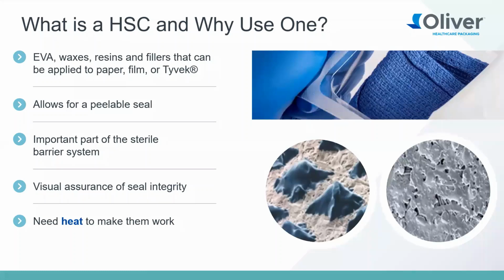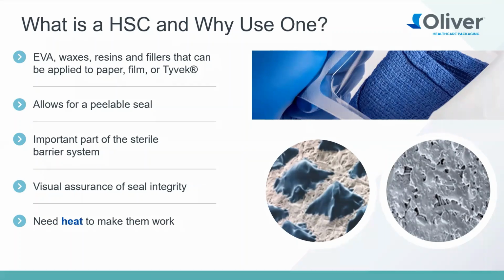Generically speaking, these coatings are comprised of polymers, typically in the form of EVA, which is ethylene vinyl acetate, and they have waxes, resins, and other fillers that are part of their formulation, and we'll get into some more depth on that later. They are generally applied to papers, films, and probably most commonly DuPont Tyvek, and we're going to use a lot of references to DuPont's Tyvek just simply because it's so commonly used. And so what are they for? They're there to allow for a peelable seal.